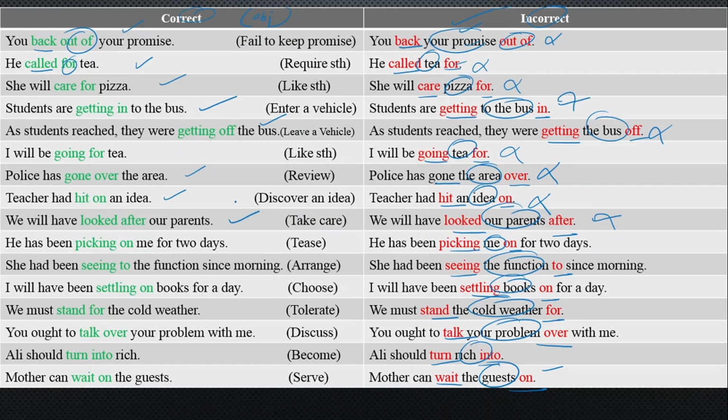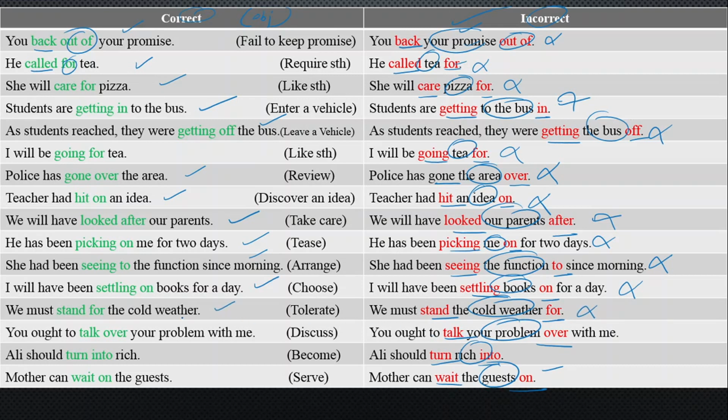In the same way, he has been picking on me for 2 days. "He has been picking me on for 2 days" is wrong; it means teasing me. She had been seeing to the function since morning. "She has been seeing the function to since morning" is wrong, cannot be separated. I will have been settling on books for a day. "I will have been settling books on for a day" is wrong. We must stand for the cold weather. "We must stand the cold weather for" cannot be separated.